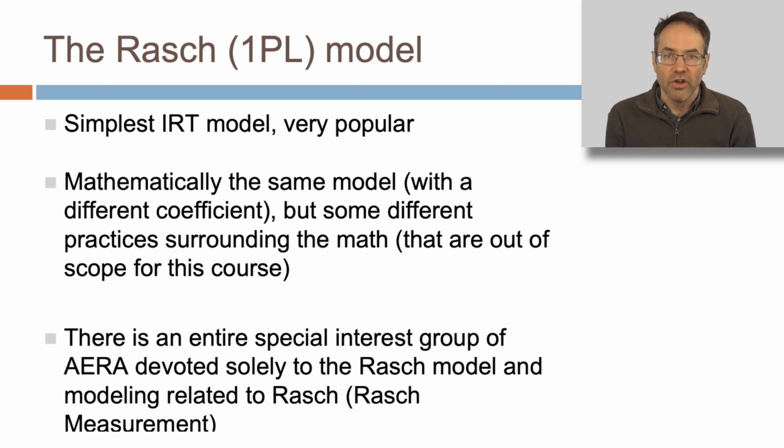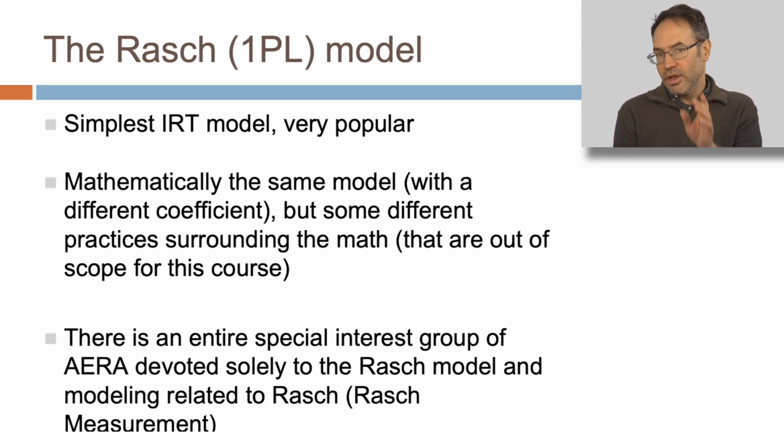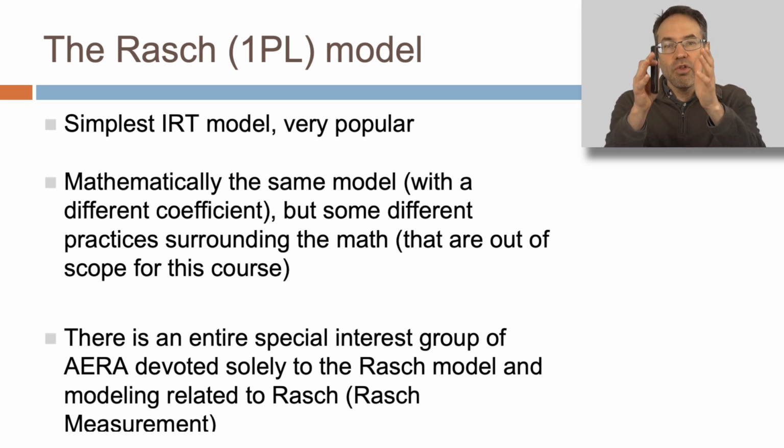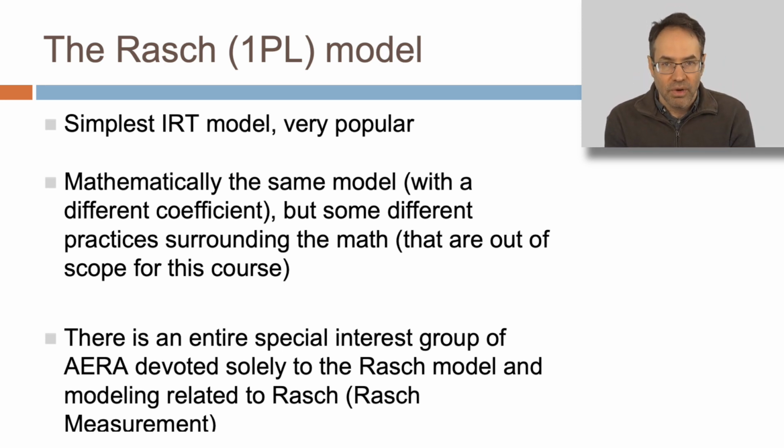So let's start with the Rasch model. It's the simplest IRT model. It's very popular. Rasch is mathematically the same model with a different coefficient as another model called 1PL, but there are some different practices surrounding the math. These different practices are out of scope for this course, but as it turns out, there's an entire special interest group of the American Educational Research Association devoted solely to the Rasch model and modeling related to Rasch measurement. And if you go to that special interest group and you say Rasch and 1PL are the same thing, you might get laughed out of the room. So just keep that in mind.